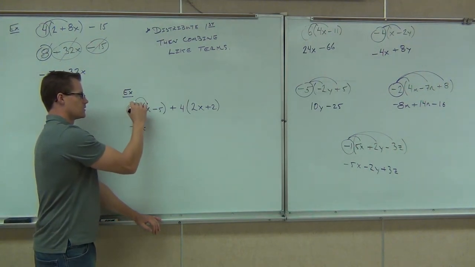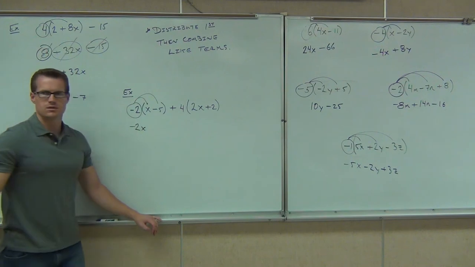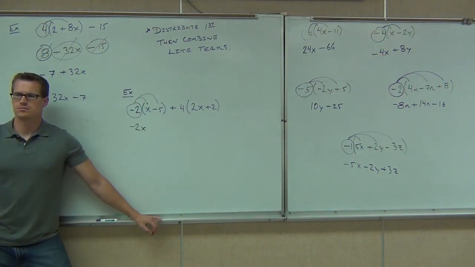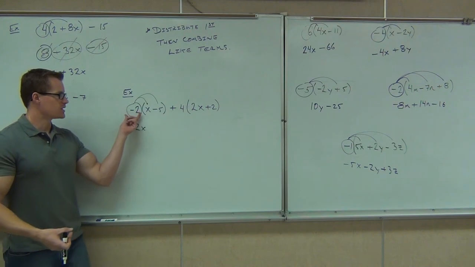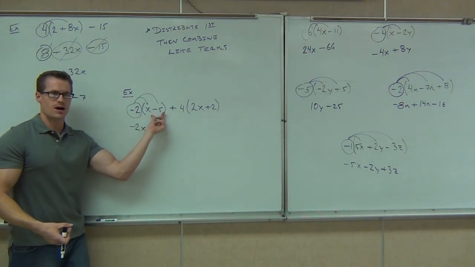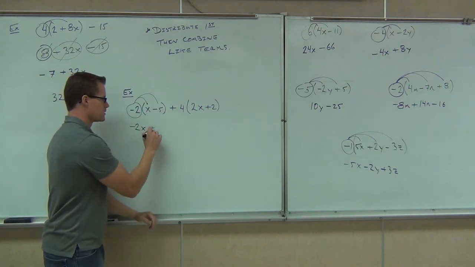Perfect. What's my next term going to be? Positive 5. 10. I heard a couple different answers. Plus 10. Why plus 10? Why plus? Two negatives. Yeah, we're treating the signs with the numbers. So negative 2, negative 5. We're treating it like a negative 5. You're going to get the positive or plus 10.